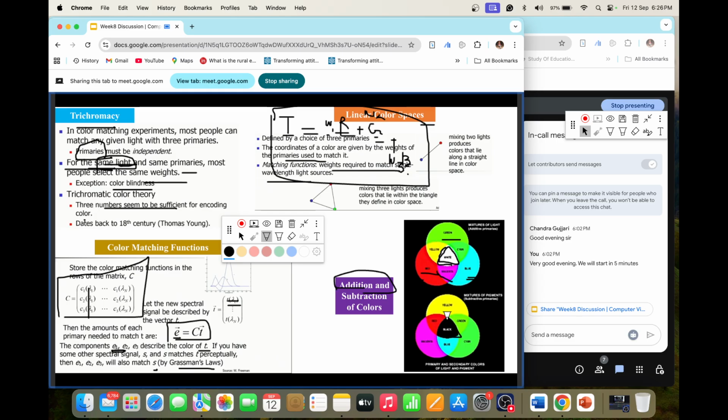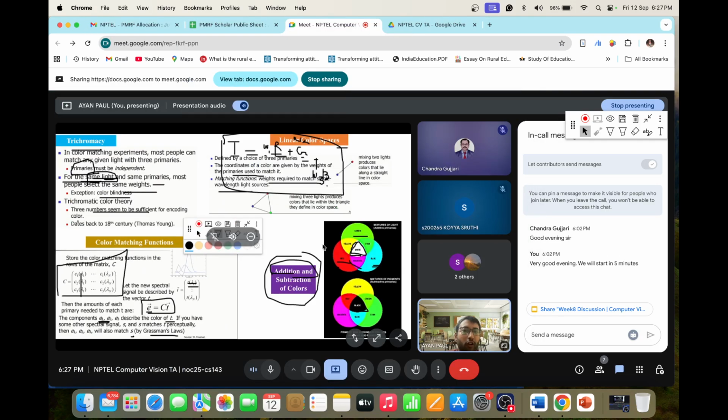Okay, so this is important. A short question might come, like if you match red and blue, what color can you make? So magenta will be the answer. Just like that, short questions might come, so this is one of the most important concepts, that is addition and subtraction property of the colors. Is this clear to all of you, this addition and subtraction property?